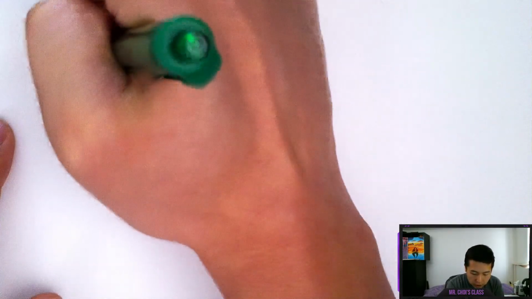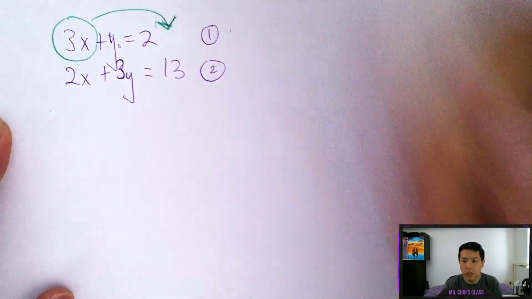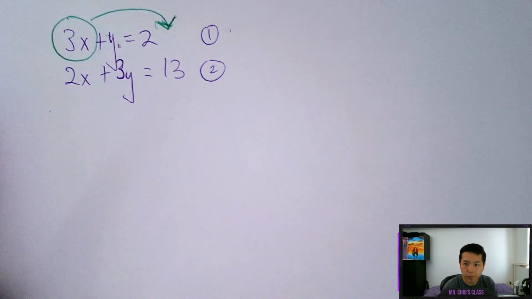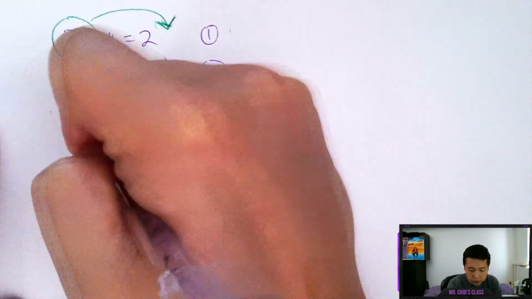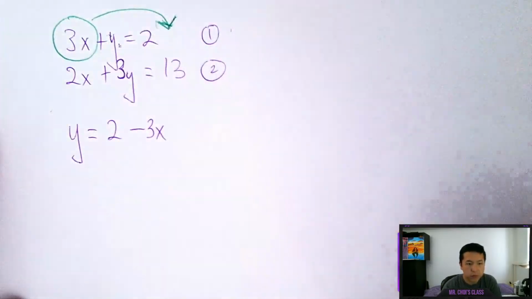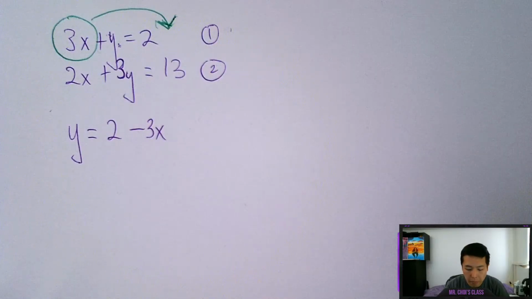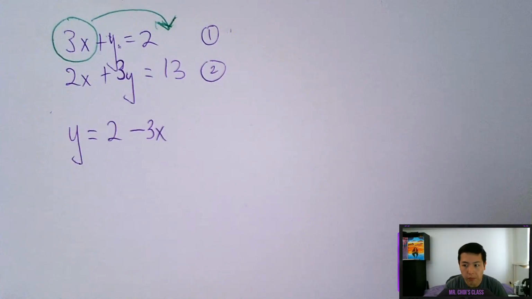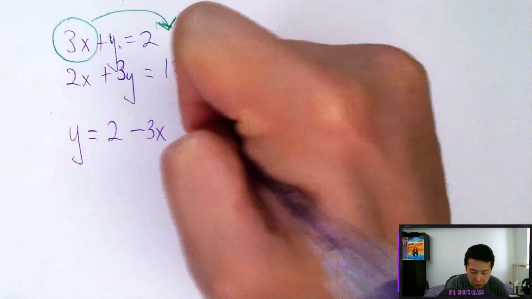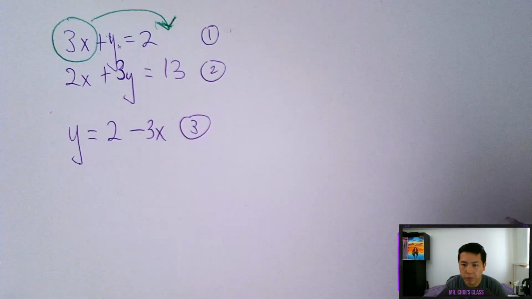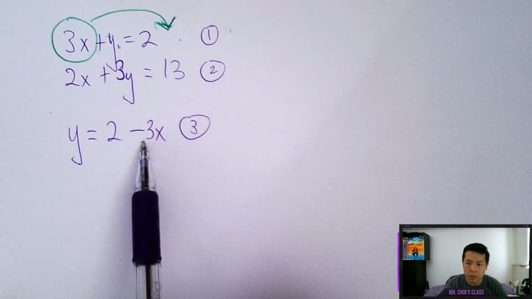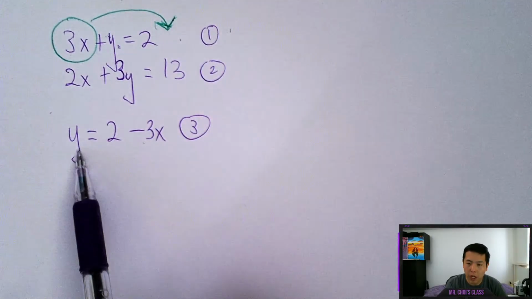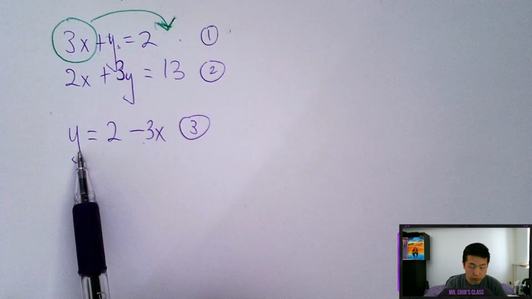Since we are isolating for that value, we need to take this 3x and move it to the other side. We want that over and gone. If we rearrange it, we're going to get y equals 2 minus 3x, which is exactly what we want. And this we'll call equation 3. I've taken the 3x, moved it to the right side, and since it was positive, it now becomes negative. Not only that, we now have y isolated. So that's our first step, isolate.